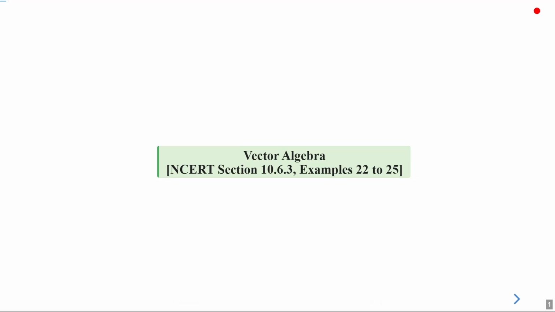So today we will explore vector algebra, NCERT section 10.6.3, examples 22 to 25. So let us start.